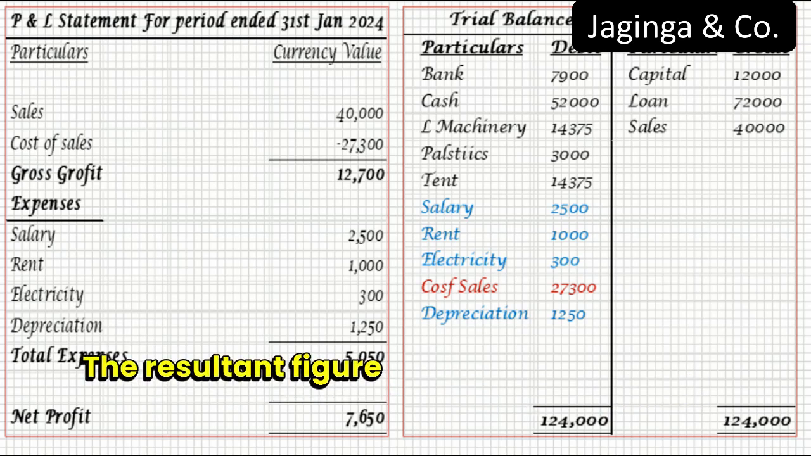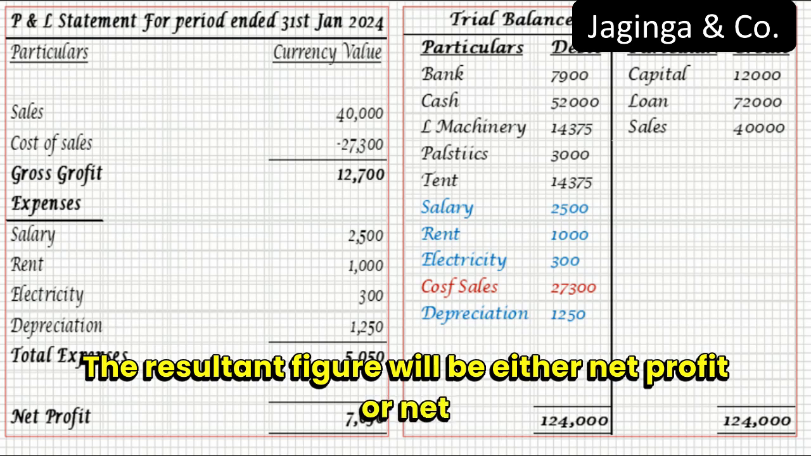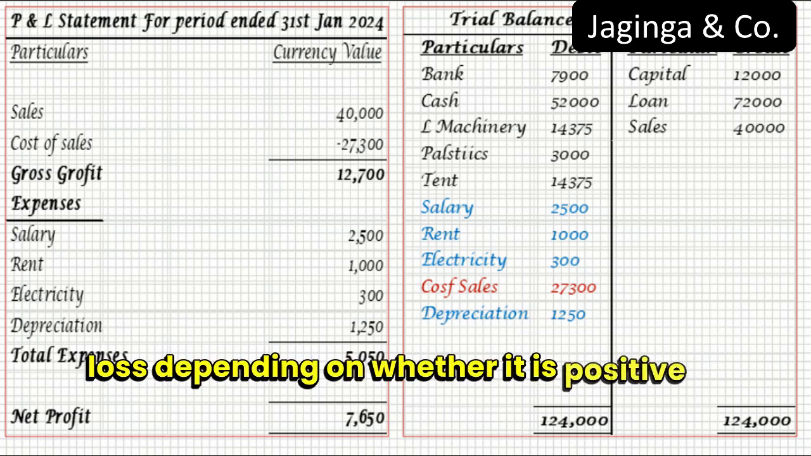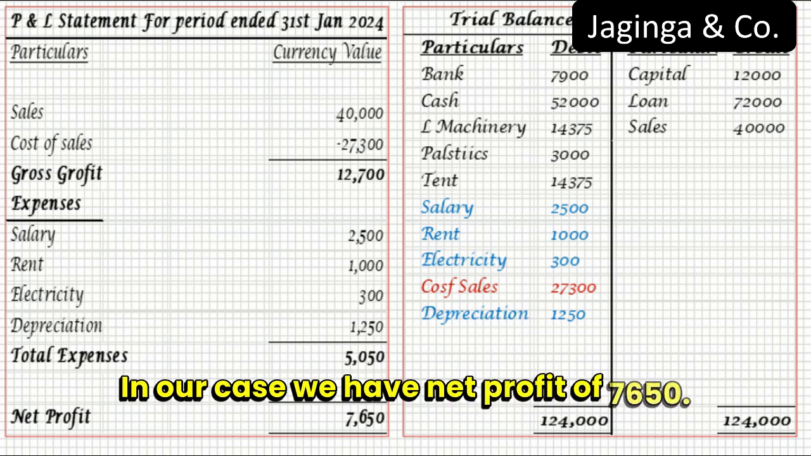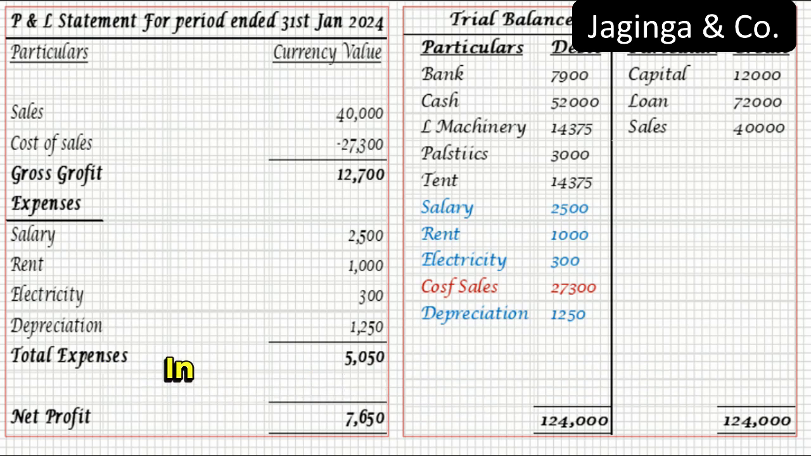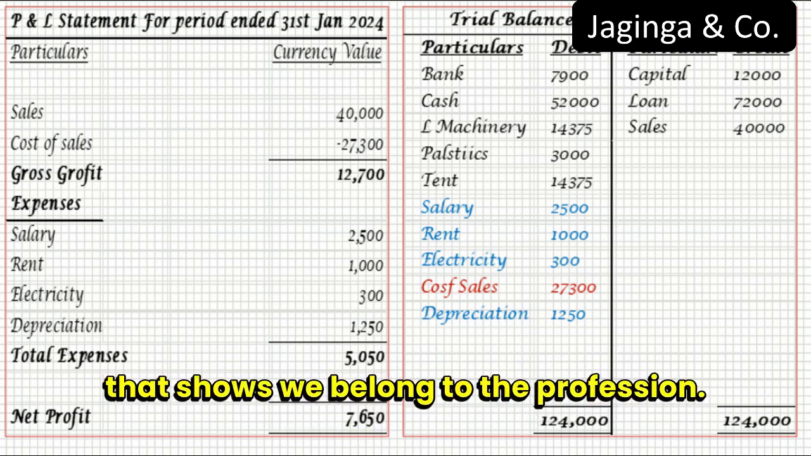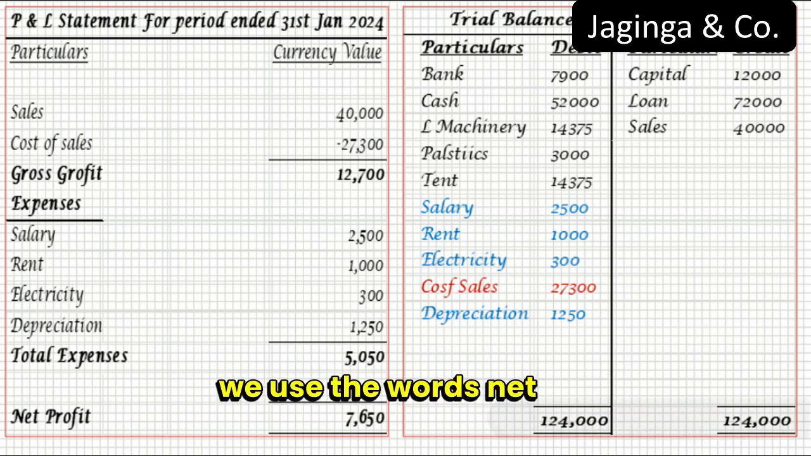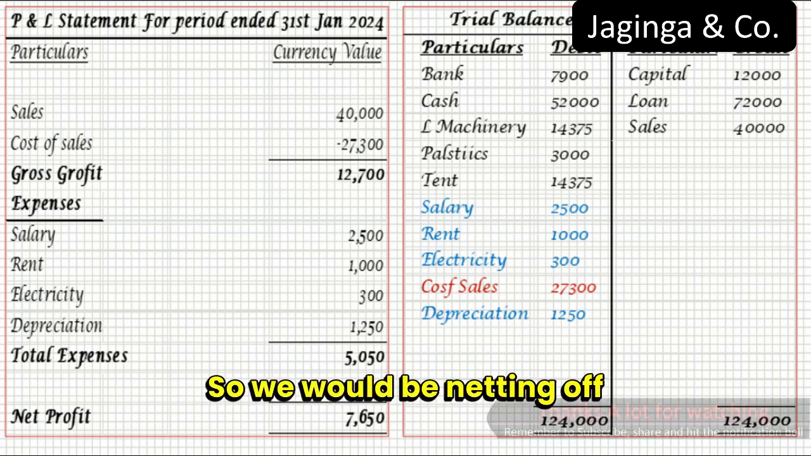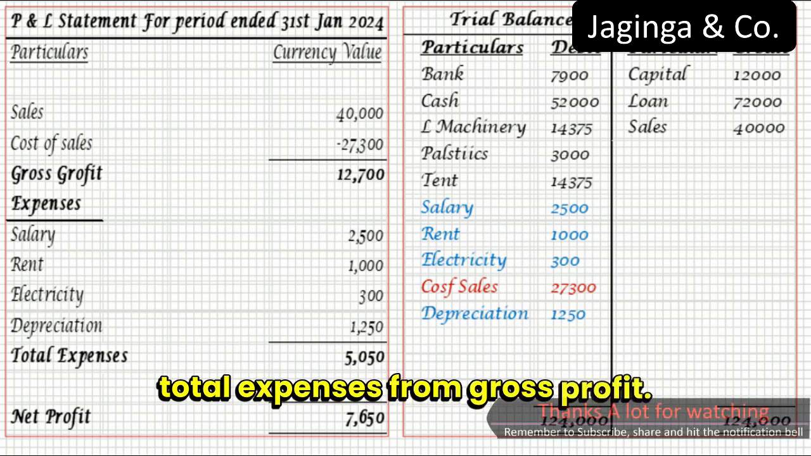The resultant figure will be either net profit or net loss, depending on whether it is positive or negative. In our case, we have net profit of $7,650. In accounting, we love using the professional terms that show we belong to the profession. Like instead of using the word subtract, we use the words net off. So we would be netting off total expenses from gross profit.